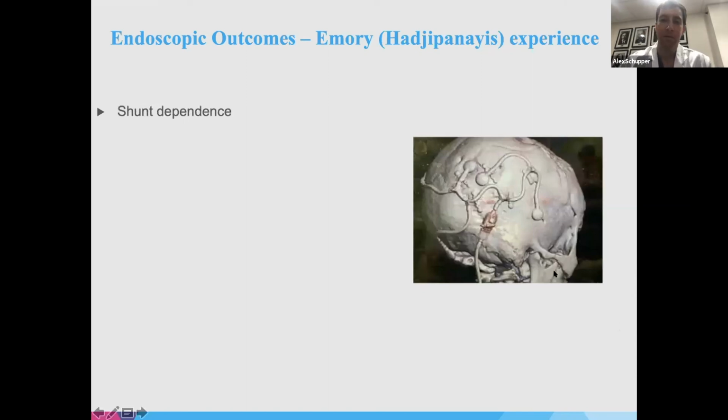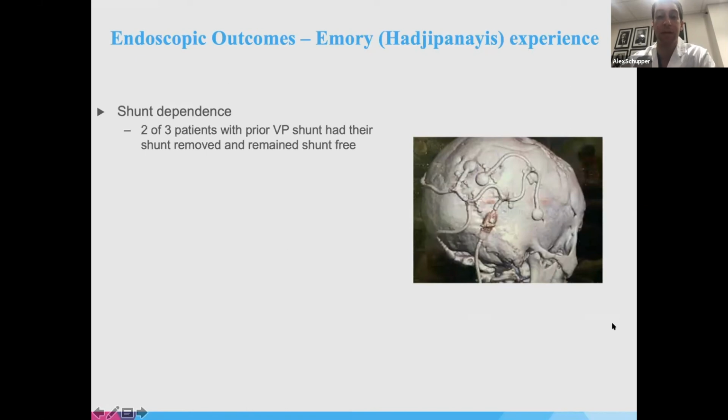So an interesting part of this study that I was interested in, because I wasn't so sure before preparing this talk of the need for shunt dependence, and how often these patients who have at times this chronic obstructive process need shunt dependence, because it's thrown off their CSF compliance. And so what's interesting is that 2 of the 3 patients who had a prior VP shunt had their shunt removed and were able to achieve shunt freedom after this procedure.